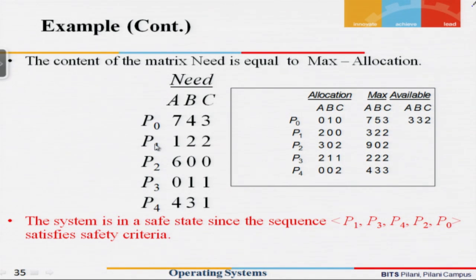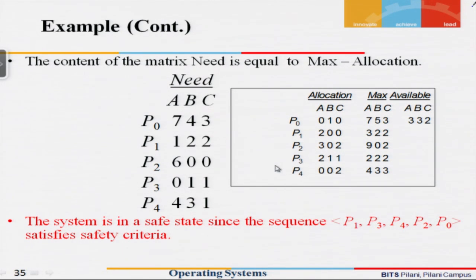Then we find P1. So P1 is 1, 2, 2. We very clearly see that 1, 2, 2 is less than 3, 3, 2. So we say that process P1 is the potential process which can be started, and we write it here. Once P1 executes, its allocation, which is 2 0 0, is released, so the availability will become 5 3 2. Let's see, P2 cannot be started because P2 requires 9 instances of resource type A, whereas we have only 5.